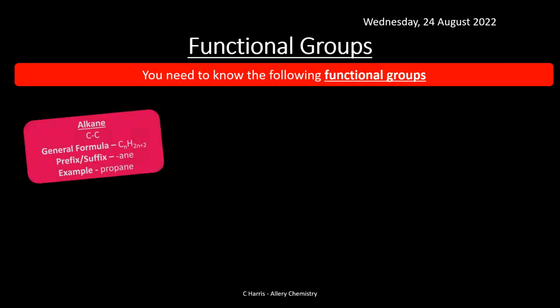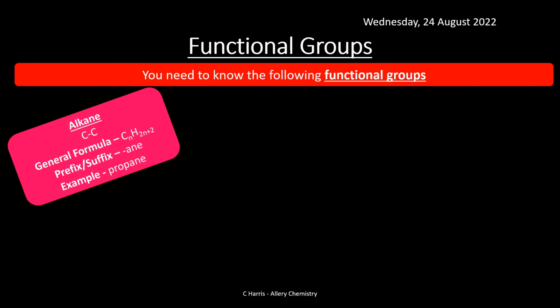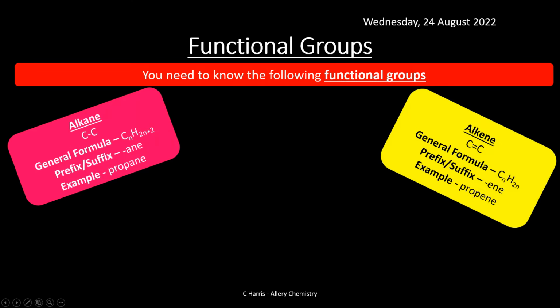So let's have a look at what some of these are first. We'll start with the simplest one, which is an alkane. The suffix is -ane, for example propane, and that's the general formula. Alkenes have a double bond in between, so it's C double bond C. They end in -ene, so it might be ethene, propene, or butene, for example. And propene is an example there.